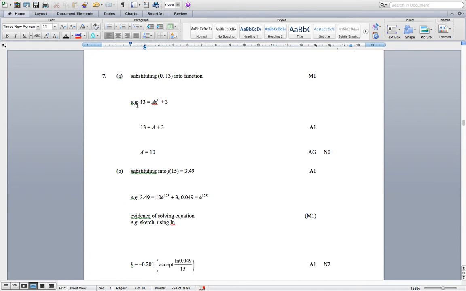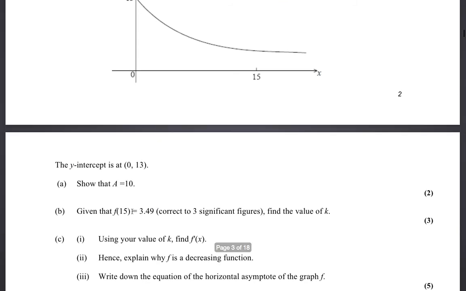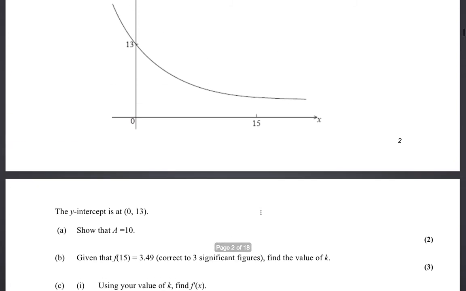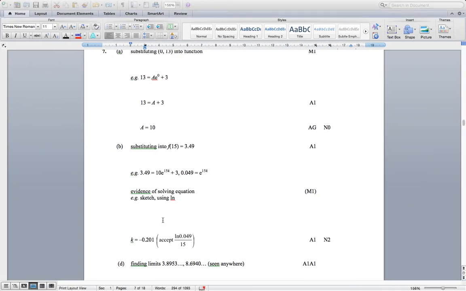Yeah, so x is 0 and f of x is 13, so we'll get a as 10. Now, second part, that is given that f of 15 is 3.49, find the value of k. So you write x as 15 and f of x is 3.49. So you get 3.49 equal to 10 e power 15k plus 3. Okay, so now I'm going to solve this part.